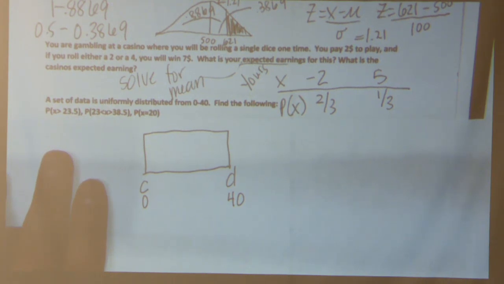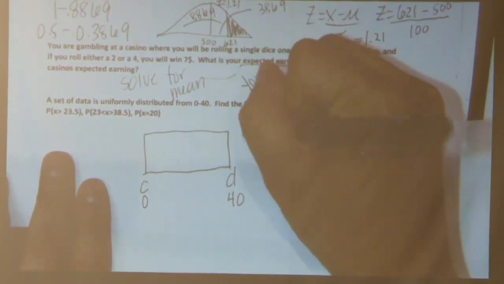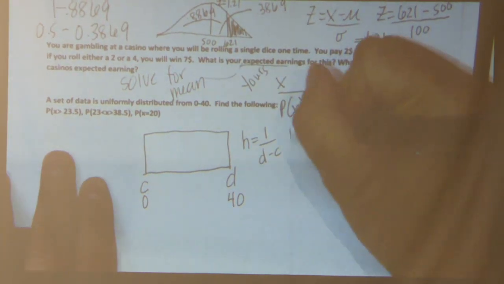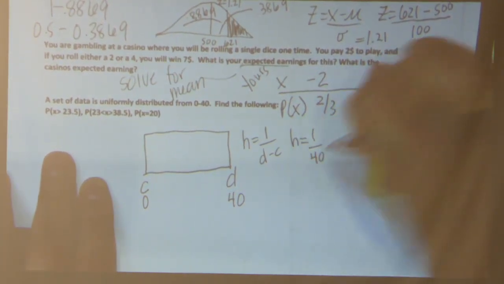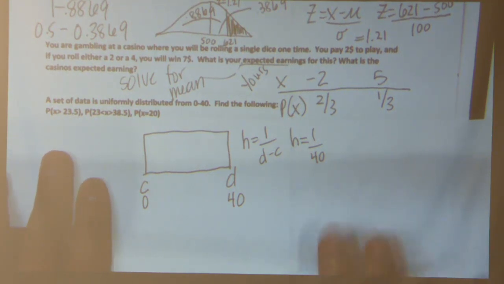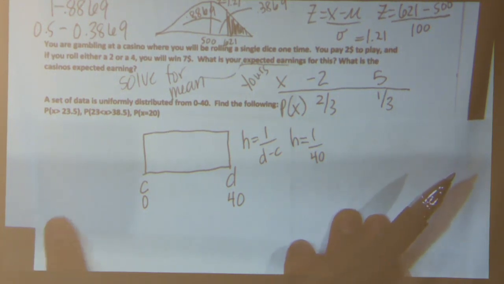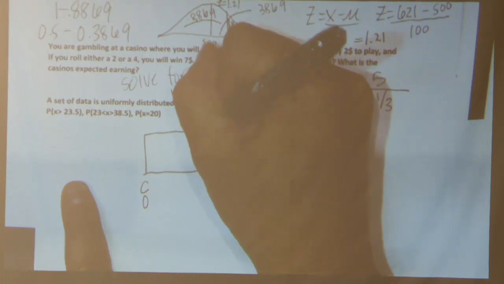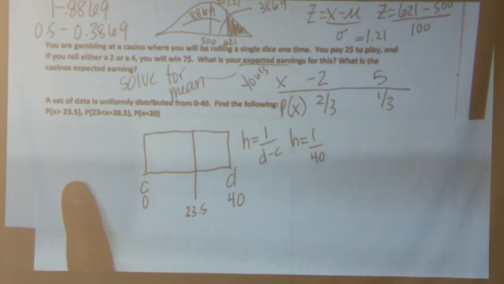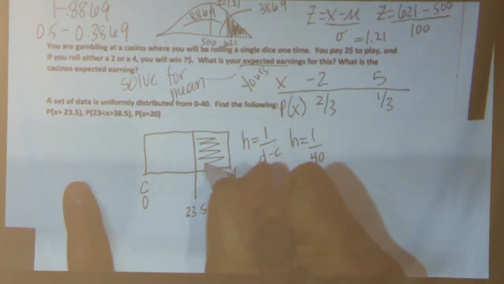When we have uniform distribution, we're really trying to find the area in the box. So the first thing we need to do is find our height. Our height is going to be equal to 1 over d minus c. So in this case, our height's going to be 1 over 40, because it's 1 over 40 minus 0. Then if they want to find the probability that x is greater than 23.5, we can place on here where we think our 23.5 is. And since they want to know greater than that, we're looking at this side of the box.